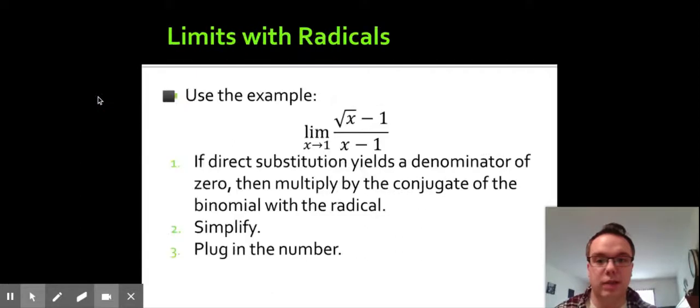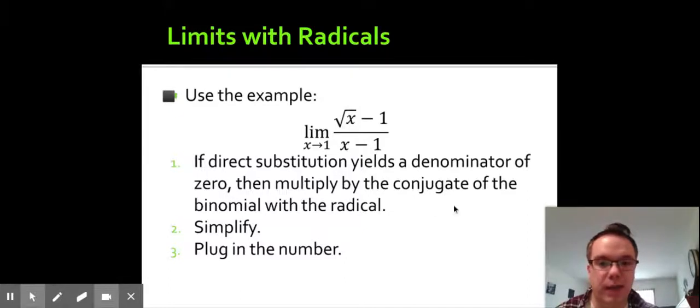So here are the steps we're going to use and the first example we're going to do. I'm going to do that example on the next slide. So I'm going to again pause for a second so you can pause the video, write down the steps, and then we will continue from there. All right, so again, the only time we have to actually do any work is if direct substitution yields a denominator of 0. So if you plug in the number that our limit is going to, and on the bottom you get 0, then you have to do some work with conjugates today.